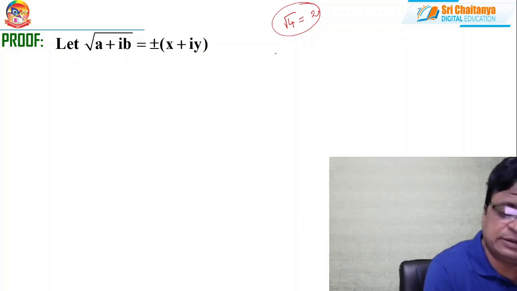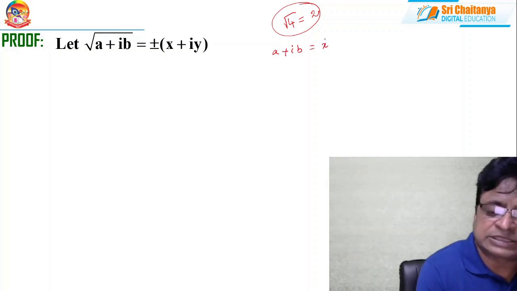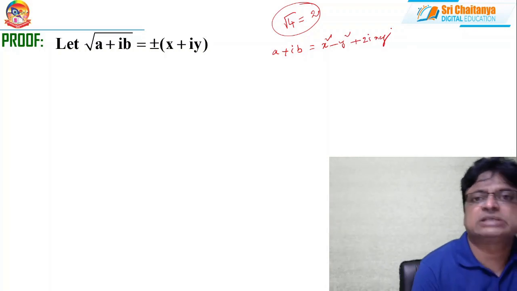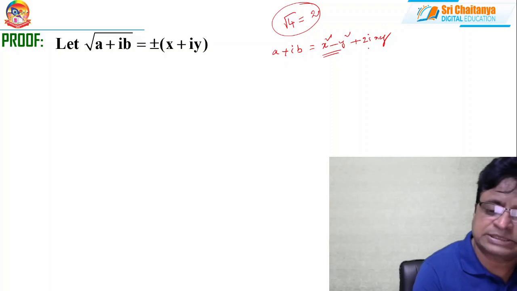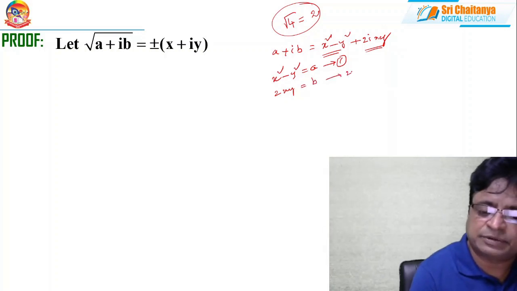After squaring on both sides, a plus ib equals x square minus y square plus 2ixy, because i square is equal to minus 1. Now equate real and imaginary parts. So my real part is x square minus y square equal to a. You call this equation number 1. And 2xy equal to b. This is equation number 2.